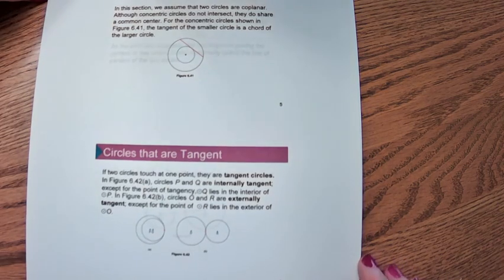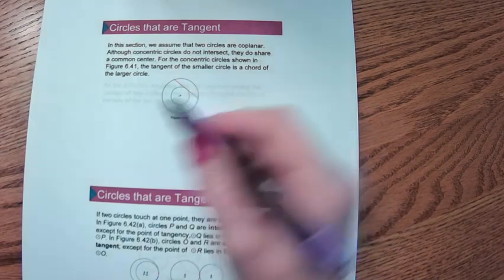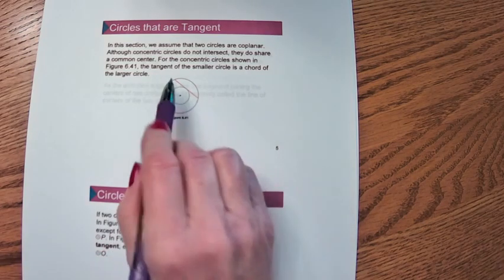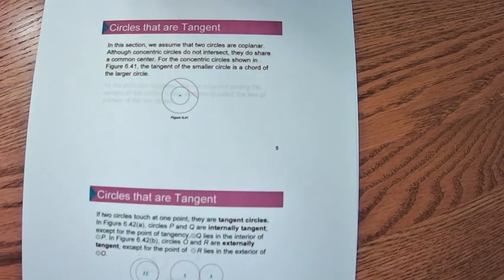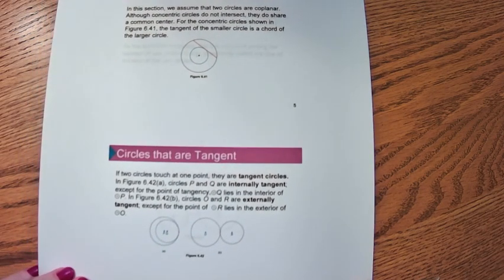Here's a reminder of what concentric circles might look like. These circles share a center, but they're obviously of different radii. And if I were to have the tangent of the smaller circle, the tangent of the smaller circle is going to be a chord of the larger circle. That makes sense. But let's talk about when we have two circles and different possibilities for tangents.